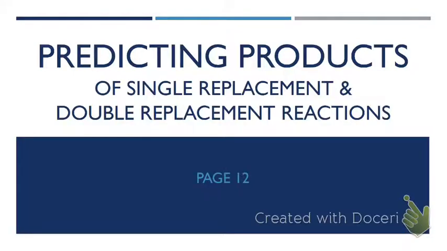Okay, so I'm going to go over page 12, either because you missed it or you want to recap it. This is predicting the products of single replacement and double replacement reactions. It's a continuation of the last podcast, which was predicting products of combustion, synthesis, and decomposition. By finishing single and double replacement, after this recording, we're going to be able to predict the products of all reactions.